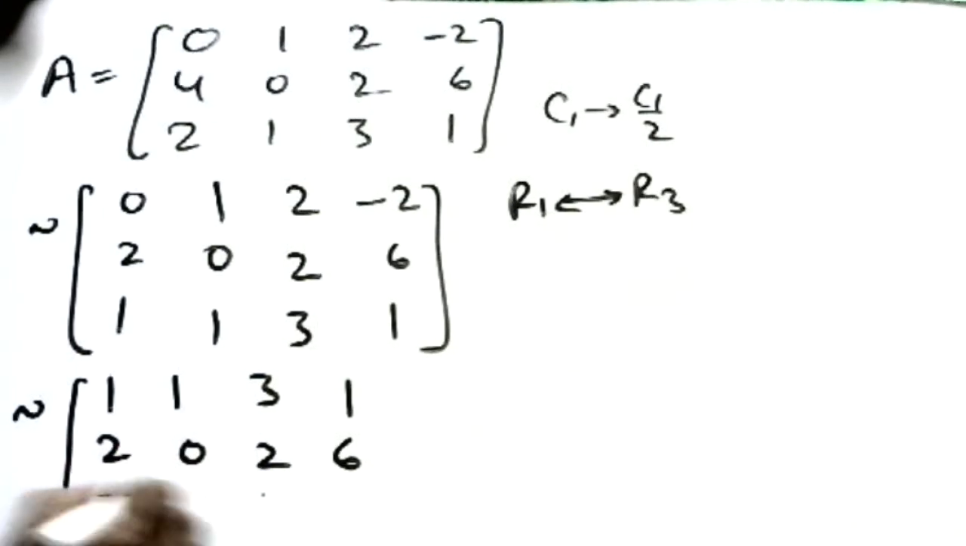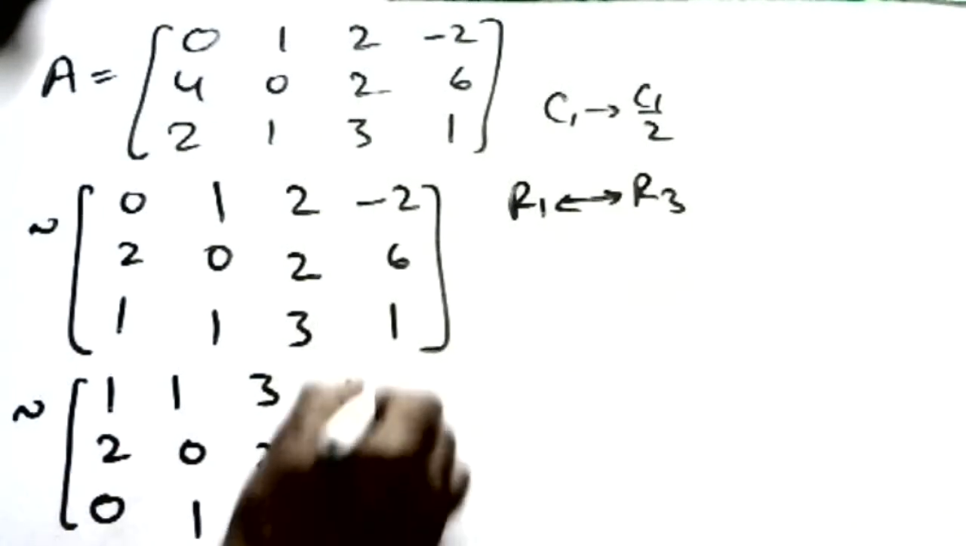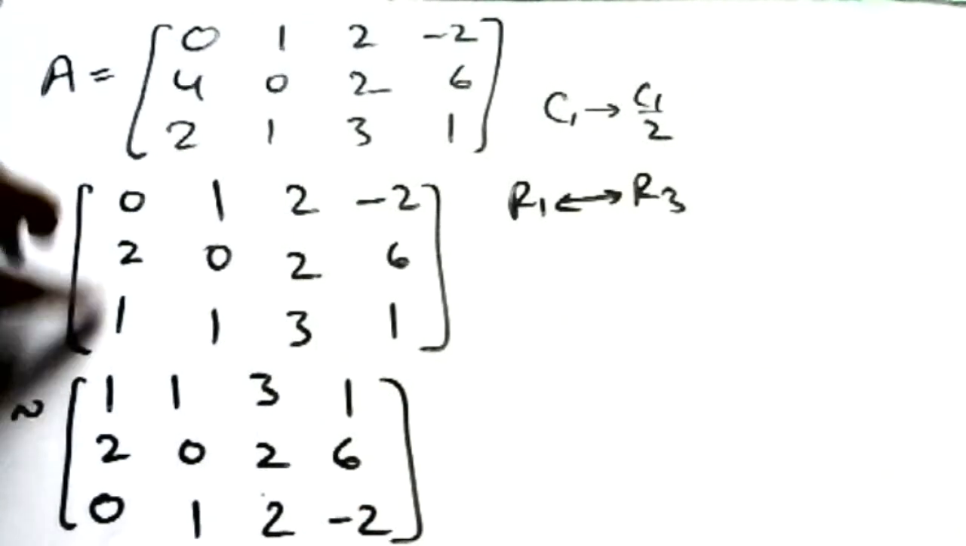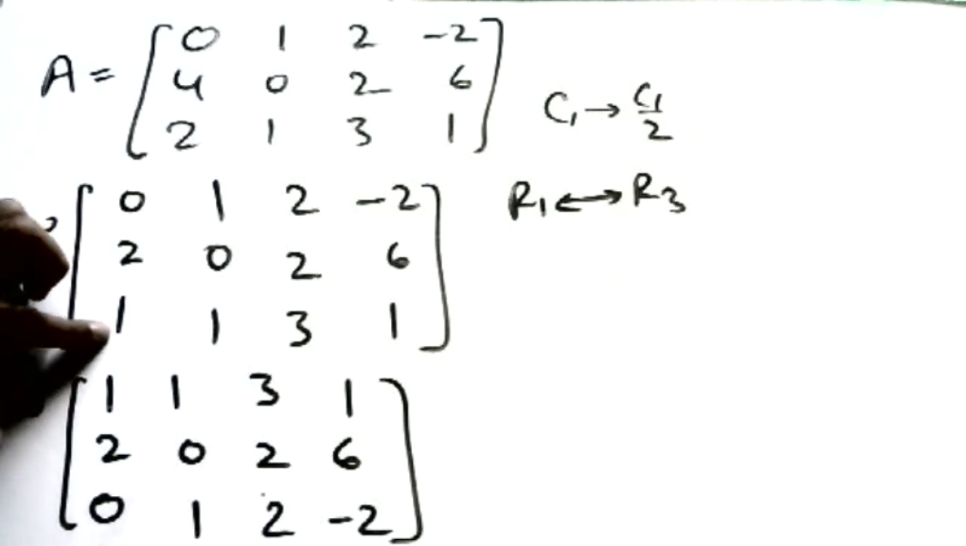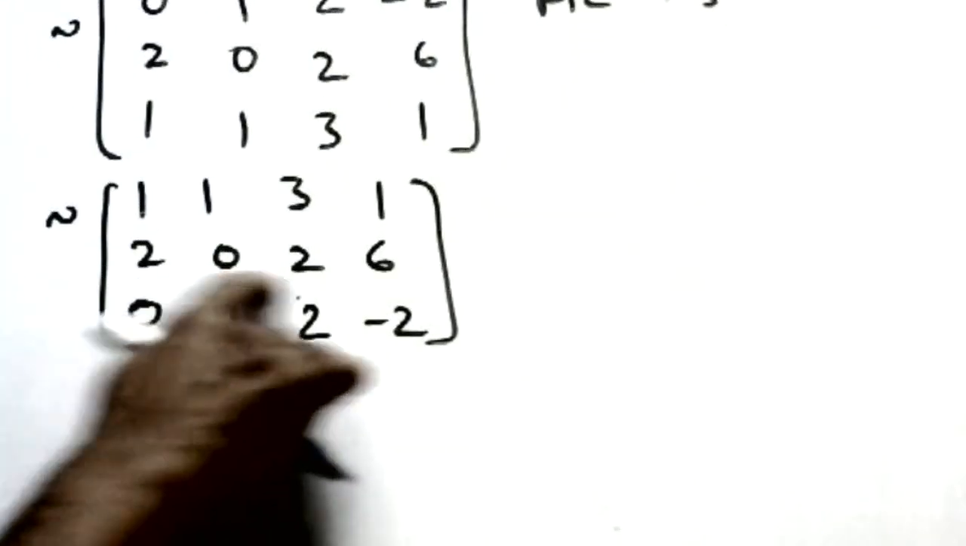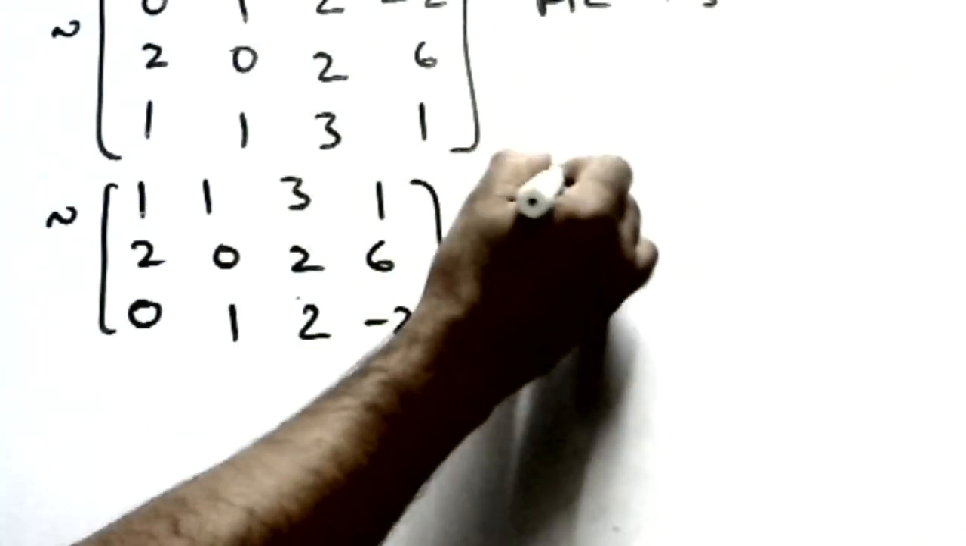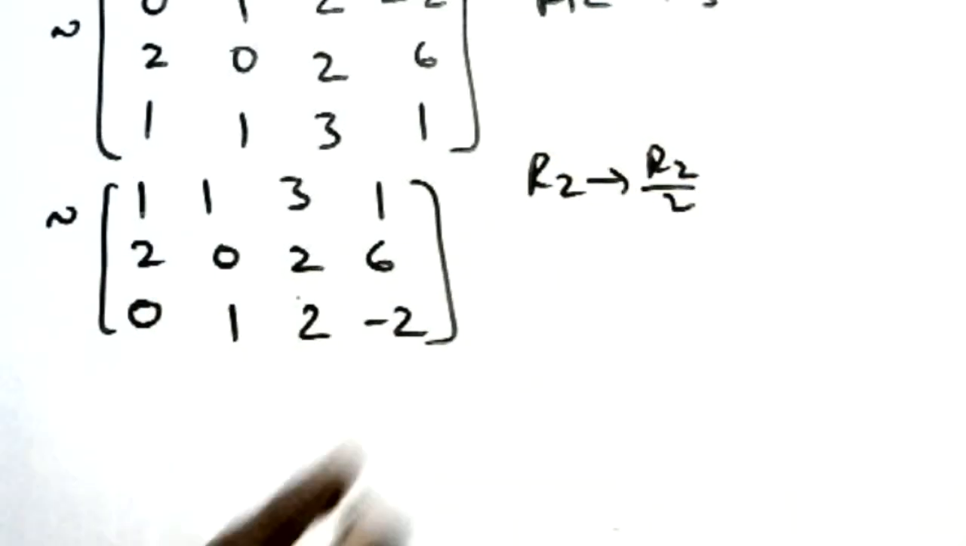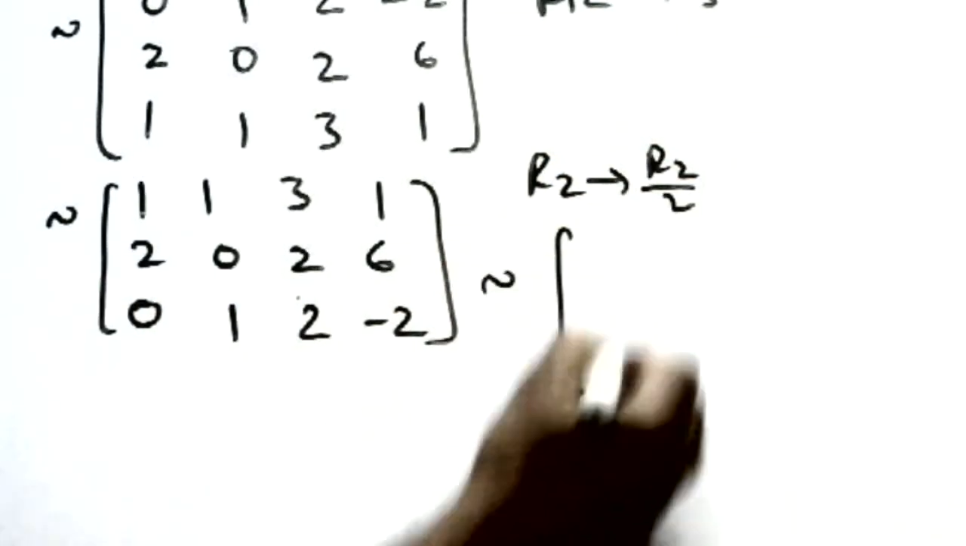0 1 2 minus 2. Once more, you see what we are doing: we are changing 1 1 3 1, and bringing here 0 1 2 minus 2. One more thing we can do here: we can take common from R2, R2 by 2. If we take common, it will become easier.